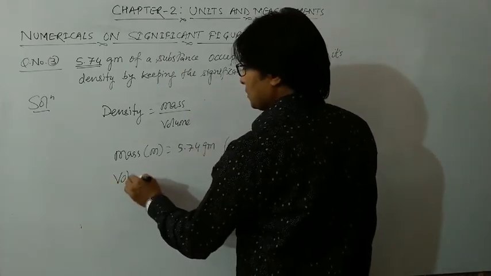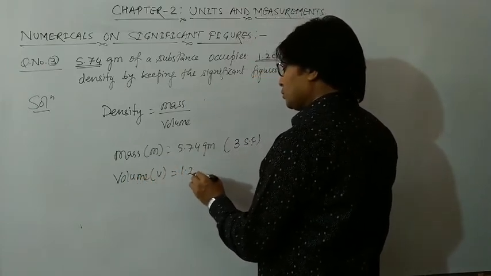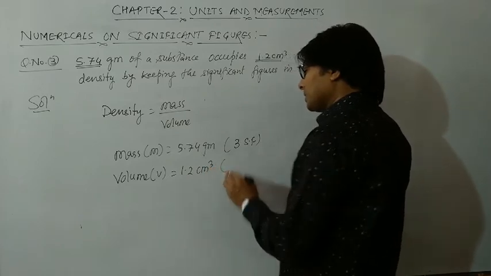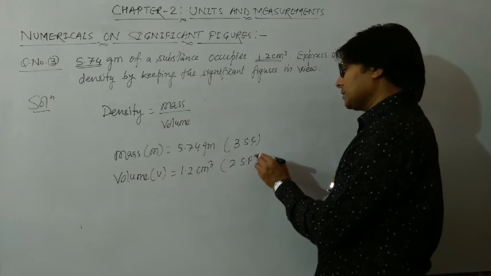So you will say volume is given as 1.2 centimeter cube. So how many significant figures are there? You will say 2. So 2 are the significant figures.